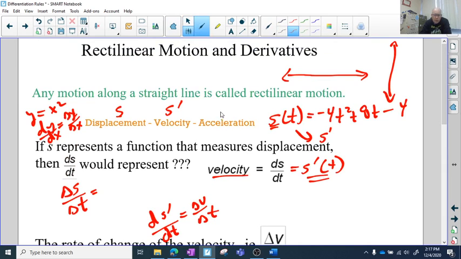So there is a really important connection that we will use as we're doing these motion problems. If I start with a displacement, I take the derivative of my displacement function, and I will have a velocity function. If I take the derivative of my velocity function, which I would refer to as s double prime, I will have an acceleration function.